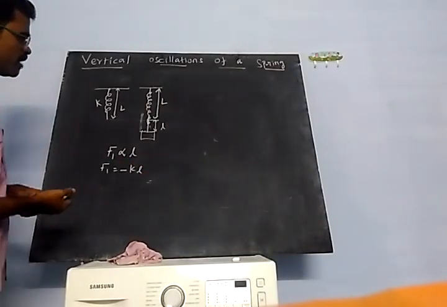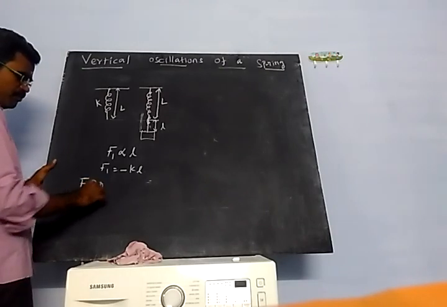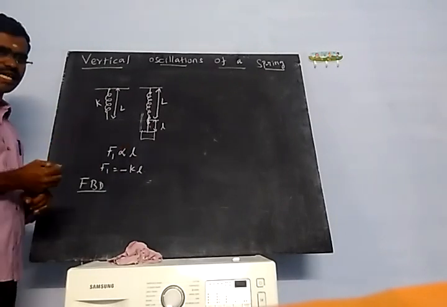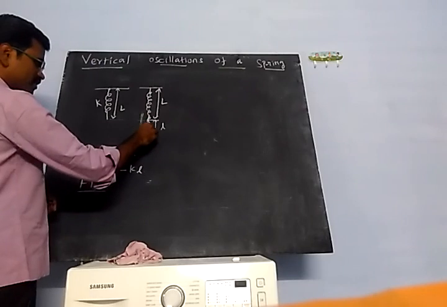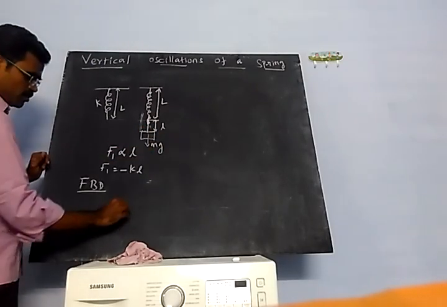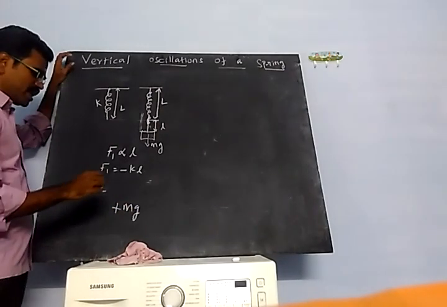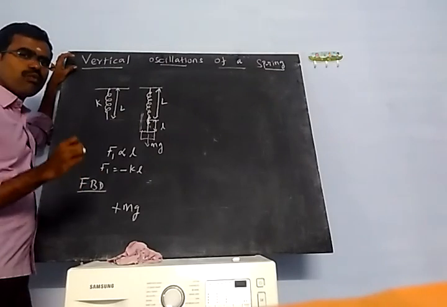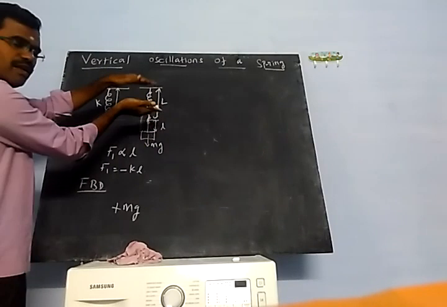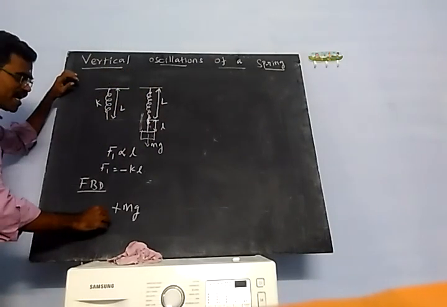According to the free body diagram, what forces are acting? There are two forces acting. One is the gravitational force, that force is mg, so plus mg. The other force is F1. Both forces are acting downward, in the same direction.